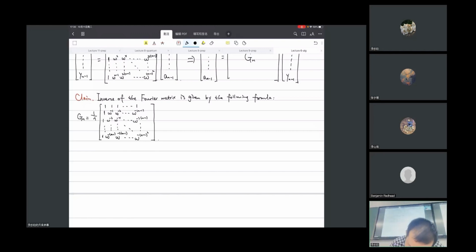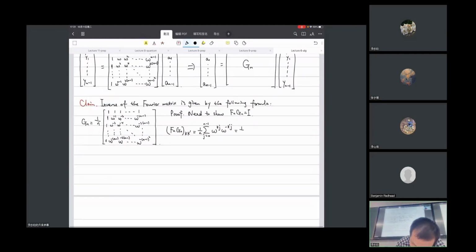If we want to prove that this is correct, we basically need to show that Fn Gn is identity. So let's look at a specific entry of this Fn Gn. The entry k k prime equals 1 over n, summation of j from 0 to n minus 1, omega to the kj times omega to the minus k prime j. And this gives us 1 over n times the summation of j equals 0 to n minus 1 of omega to the (k minus k prime) j. So here we say that this equals 1 if k equals k prime and equals 0 otherwise.